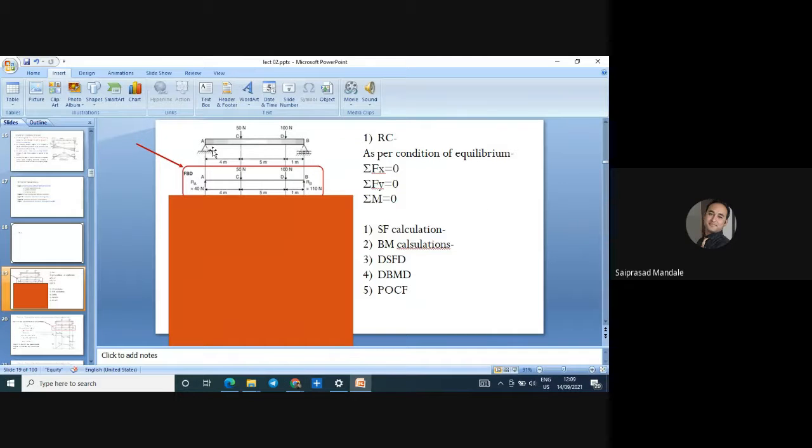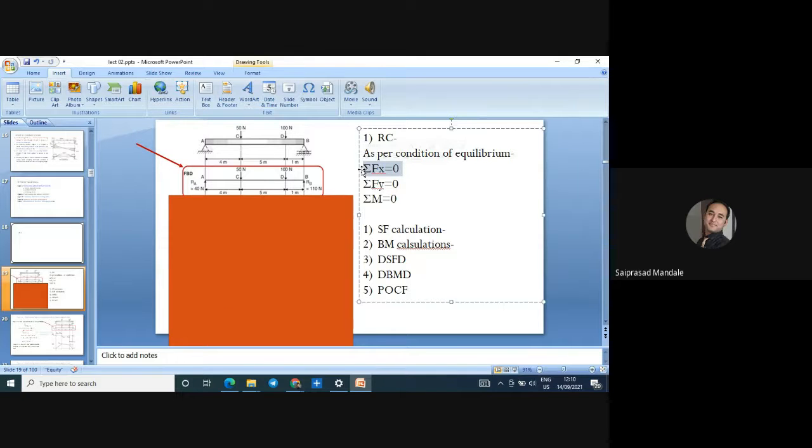This is the loading diagram. The direction of the forces is upward, downward, downward, and upward. So these forces are moving only in the vertical direction, that is along the y-axis. There is no force moving in the x direction, so summation of Fx is equal to 0.